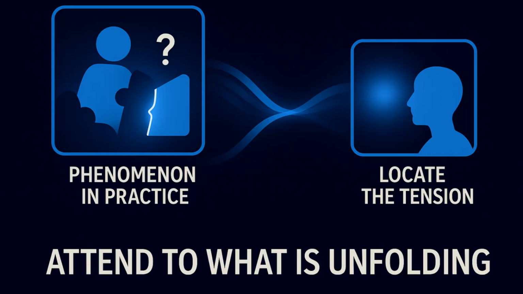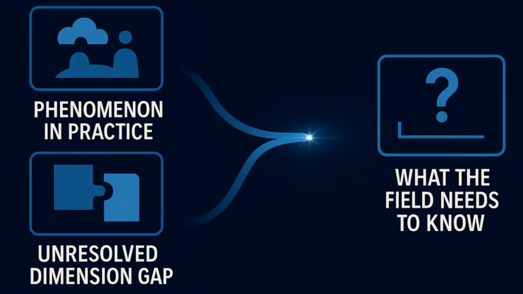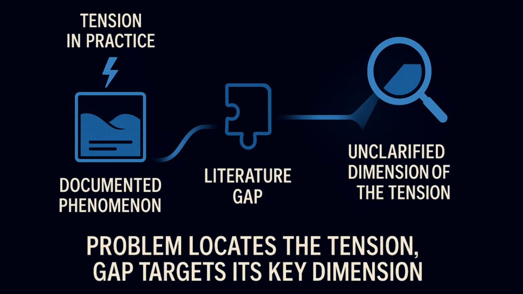design. The statement often begins by locating the tension inside a real phenomenon, drawing attention to what is unfolding in practice. It then moves directly to the unresolved dimension highlighted by the literature, indicating that prior work has not yet explained or measured an essential aspect. As these pieces accumulate, the sentence turns toward what the field still needs to know. The structure that emerges is: the research problem reveals a tension within a documented phenomenon, and the literature gap shows that the field has not yet clarified the dimension of that tension that matters most.